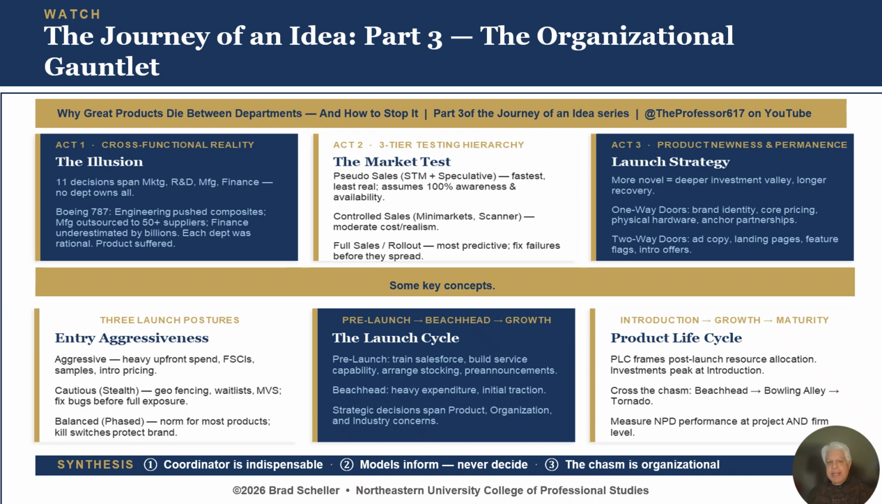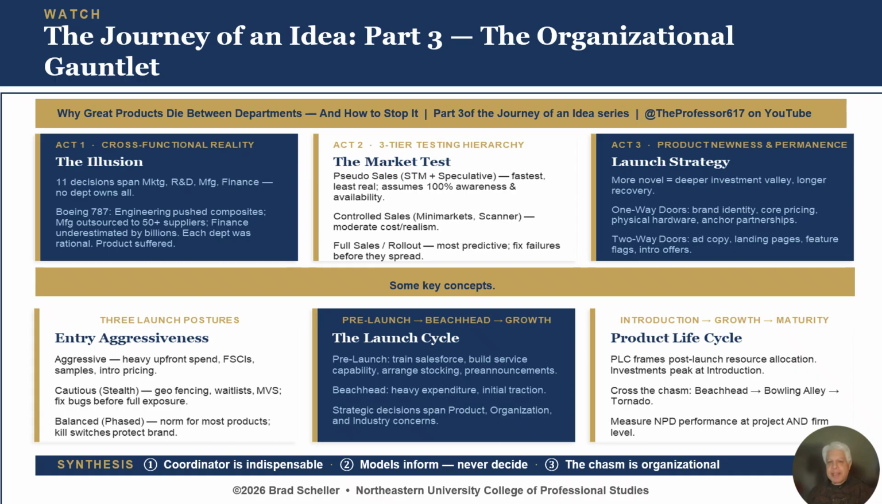The Boeing 787 is a case study. Engineering pushed for revolutionary composite materials. That's what they were tasked to do. Manufacturing outsourced to 50 plus suppliers across a dozen countries because cost efficiency was what their task was. Finance projected costs based on aluminum aircraft timelines. That's what history they had. Each department was making rational choices for itself. The product suffered billions in cost overruns and years of delays, so it didn't actually work out too well.